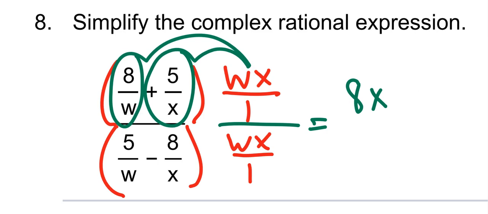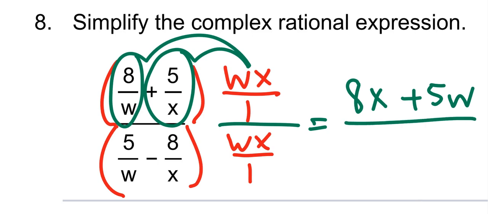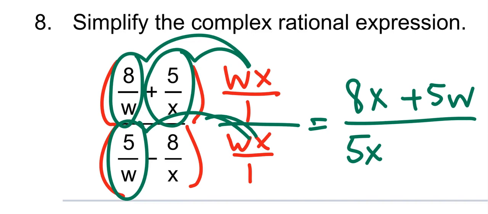And if we multiply that times that, the x's cancel, leaving you 5w. Good call. Do the same thing on the bottom. This times this. 5x minus 8w.